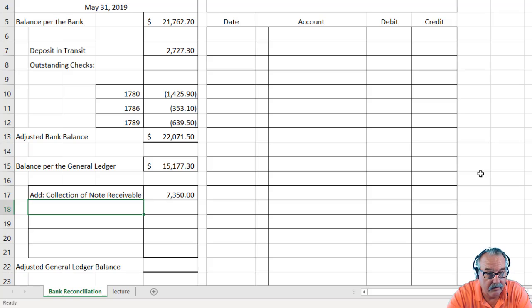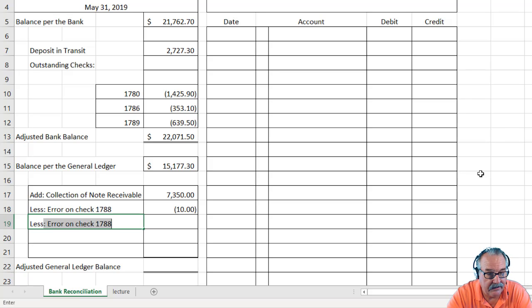Then we have an error. When you check off the things in the bank statement versus the general ledger, you'll notice that check 1788 has an error. It's a $10 error. We need to fix it.